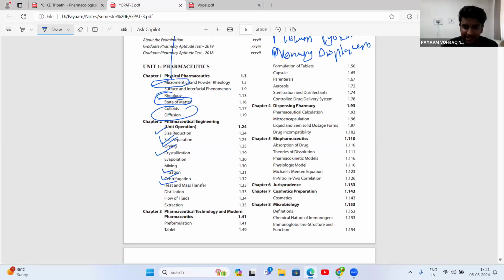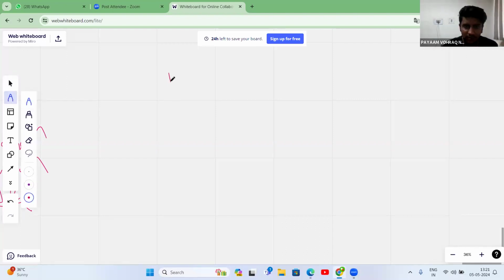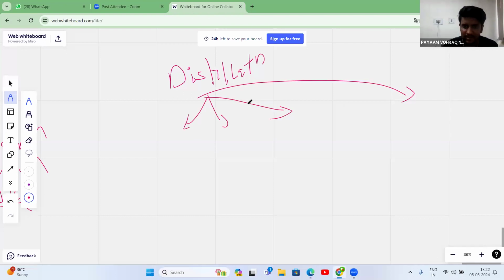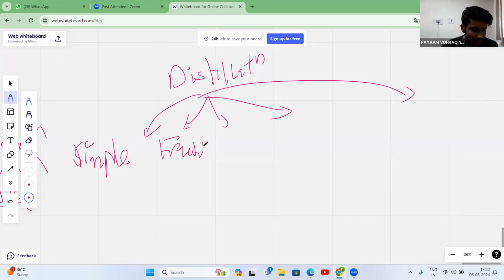Okay. Distillation and flow of fluids. From distillation and flow of fluids, basically, we have different kinds of distillation. Can somebody tell me, rectification is another name for which distillation? Yes, Rohan. Can somebody tell me, Vishwajit? Pratyush? Anyone on YouTube? Simple, fractional, steam, flash. These are the different kinds of distillation. Yes, very good. Fractional distillation is also called rectification.